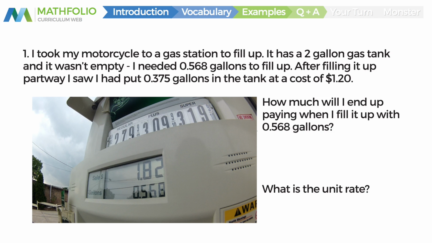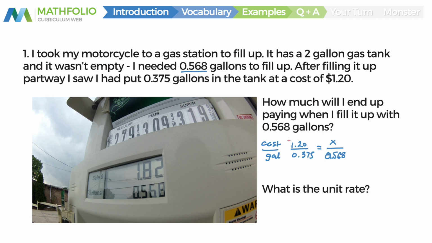Alrighty, so we know that we have a cost per gallon. So cost and then per gallon. Well, we saw as it was part way, we were shown that $1.20 gives us 0.375 gallons. And we were told that up here, we need 0.568 gallons, and we wanted to know the total cost. So this becomes our proportion right here in the red.